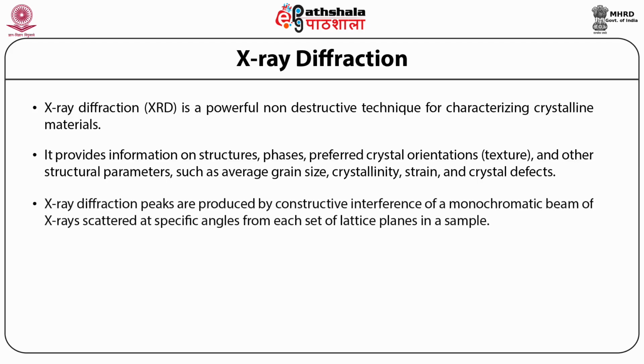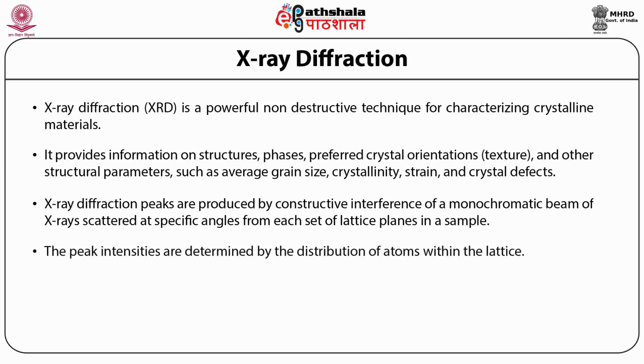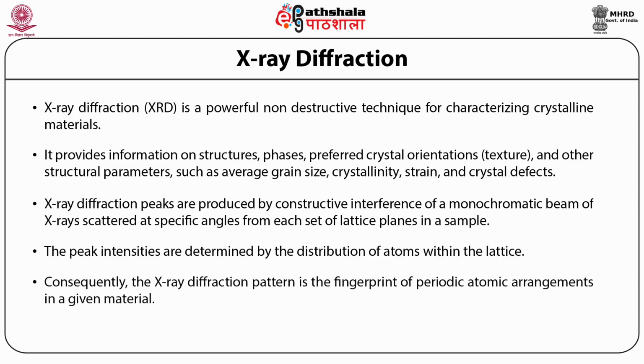X-ray diffraction peaks are produced by constructive interference of a monochromatic beam of X-rays scattered at specific angles from each set of lattice planes in a sample. Peak intensities are determined by the distribution of atoms within the lattice. Consequently, the X-ray diffraction pattern is the fingerprint of the periodic atomic arrangement in a given material.